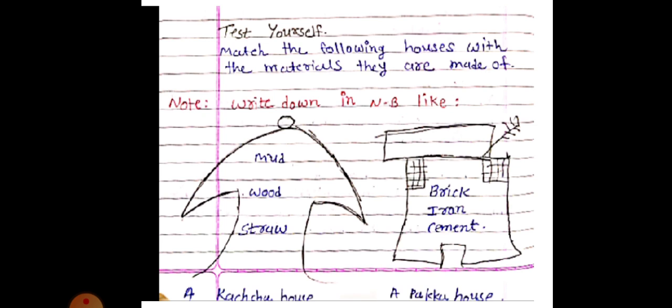Exercise A, oral question. B, quiz. C, tick the correct answer. You have to write only 2 MCQs also. C number, this is your value corner, that you don't do in your notebook. D exercise, fill in the blanks, write down. E exercise, answer the following questions, write down, and test yourself, that is, match the following houses with the material they are made of. You have to write that also. The last question is also your activity based question.